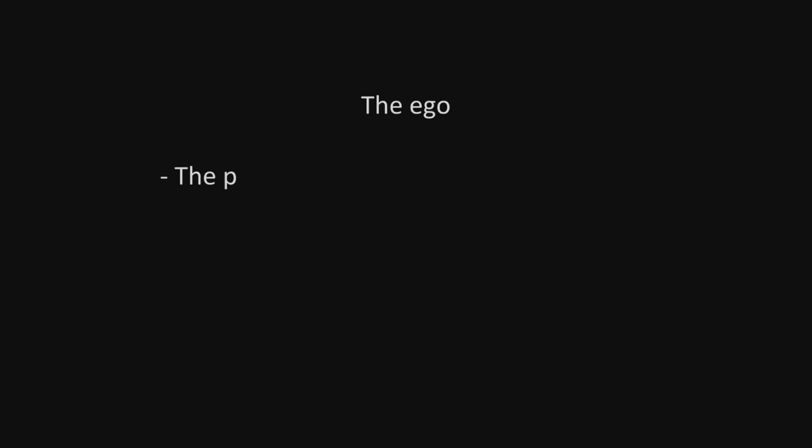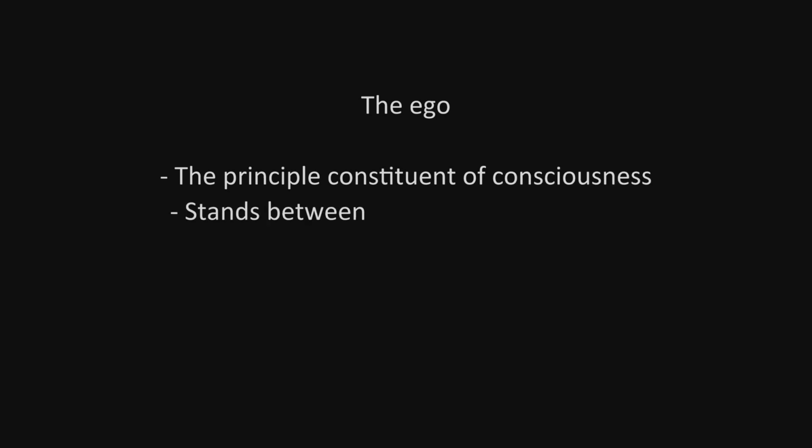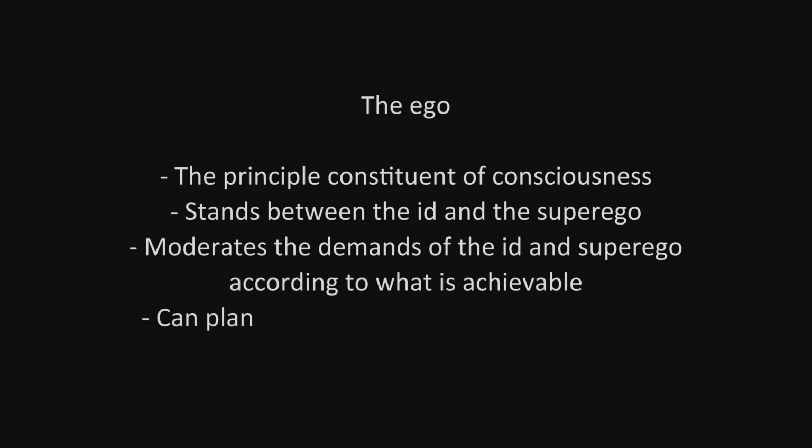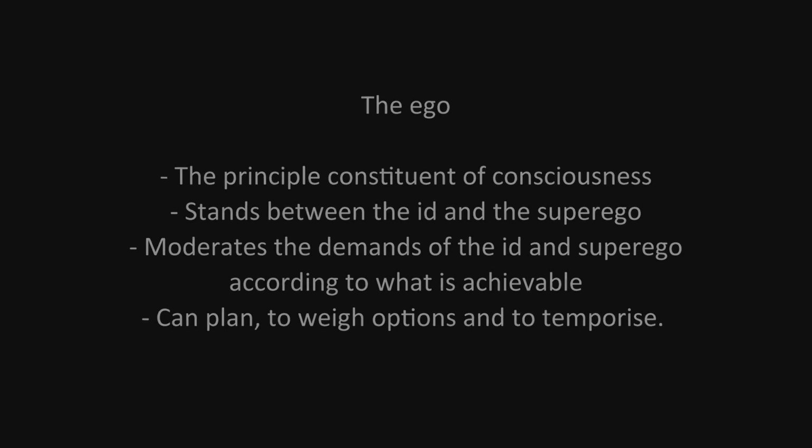Freud's superego represents the learnt moral aspects of social behaviour, including standards of ethics and conduct. It's an internal model of the societal rules of the external world. The superego exists largely in the unconscious and has limited ability to interact with the external world. The ego is the principal constituent of the conscious mind and stands between the id and the superego. The ego directly controls conscious thought and actions and is guided by the reality principle. It moderates the demands of the id and superego according to what is reasonable and achievable in practice. Unlike the other two, the ego has the ability to plan, weigh options, and temporise.